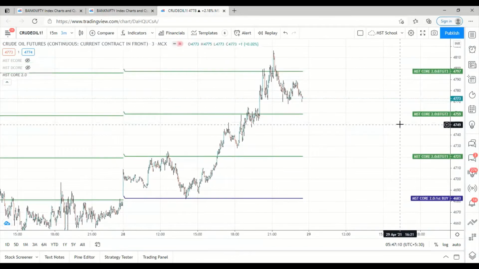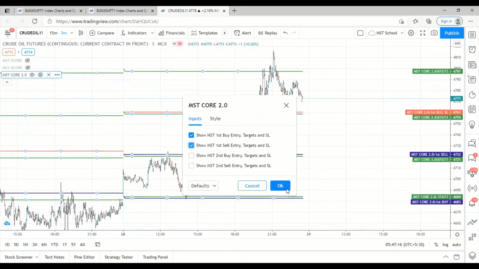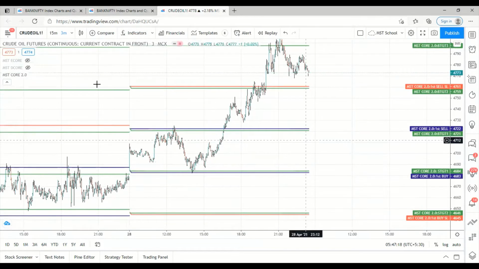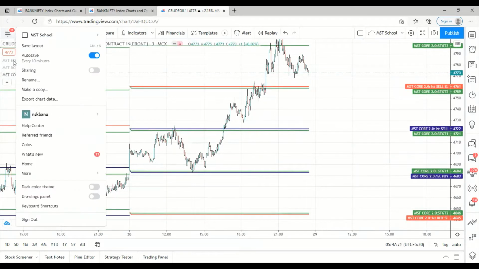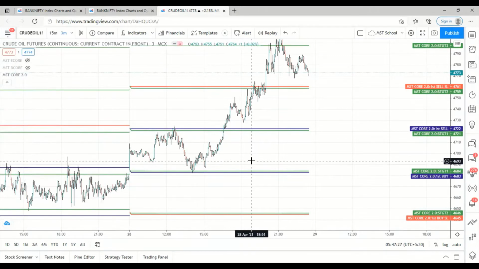So here this is first buy and this is first sell. Both you can enable at the same time. Now you have to wait for the market to go either upward or downward. The market has opened somewhere here. Our first sell entry is at 4722 and our first buy entry is 4683.